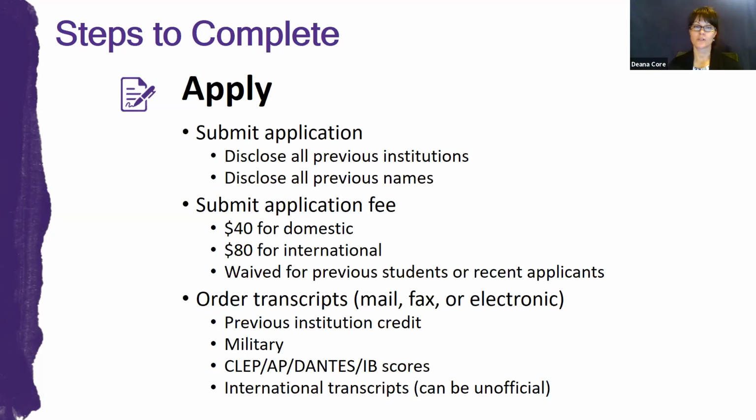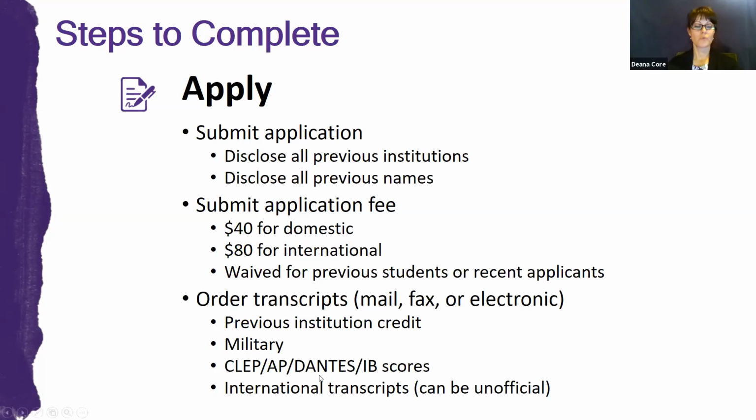We have several ways that you can send those transcripts to us. Electronic is obviously the quickest and easiest way, but we still accept fax copies from the institutions as well as old-fashioned snail mail. There is the application fee I mentioned: $40 for domestic US students and $80 for international students. Like I mentioned, it can be carried forward. If you applied to K-State previously, within the last year, you can use that fee going forward for one year. If you were a previous student of K-State, you'll always have that application fee waived anytime you decide to return to the university.